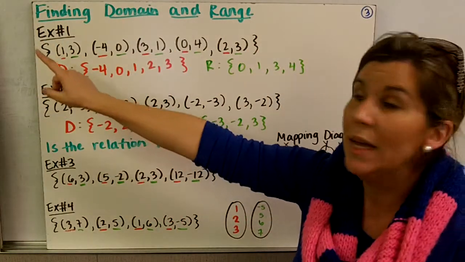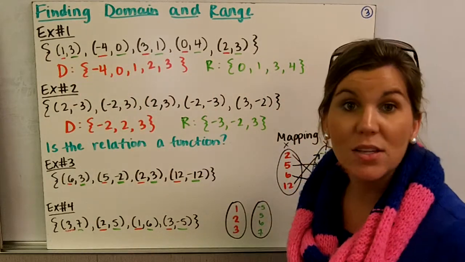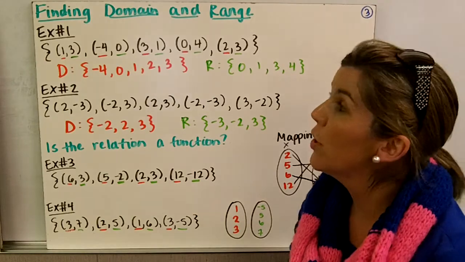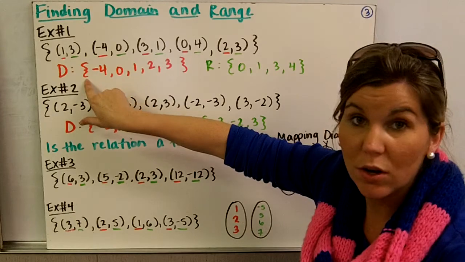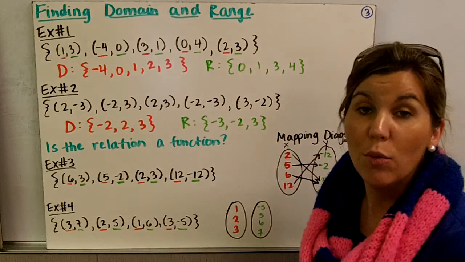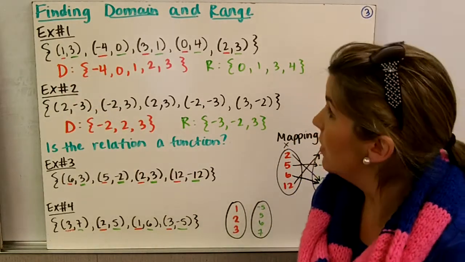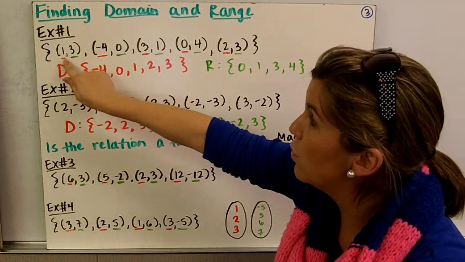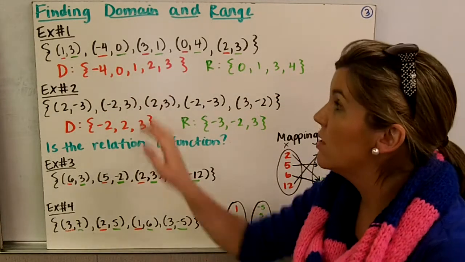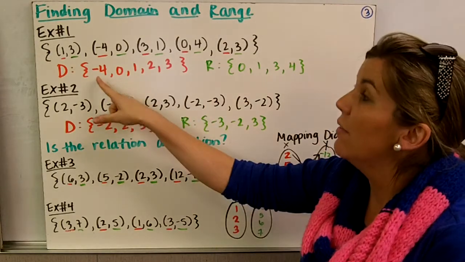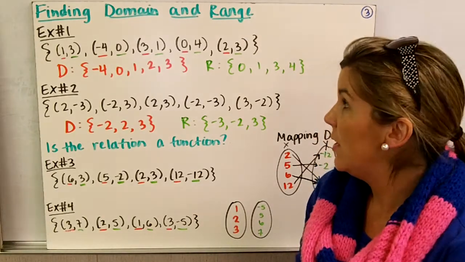Finding domain and range. Example number 1. Here is a set of ordered pairs. This in black is called a relation. We're going to identify the domain. D with a colon and a curly bracket on either side represents a set of numbers. The D represents domain. So we look at the x values: 1, -4, 3, 0, and 2. These all belong in the domain. I've listed them in order from least to greatest. None of these values are repeated.